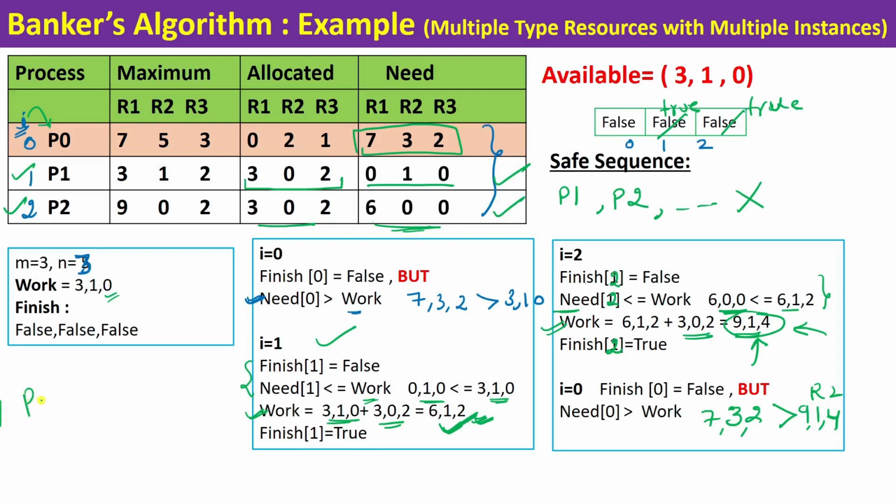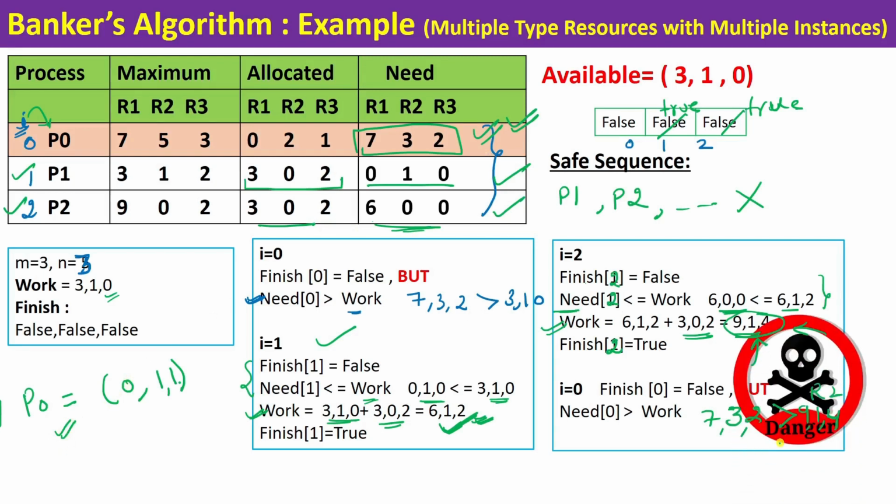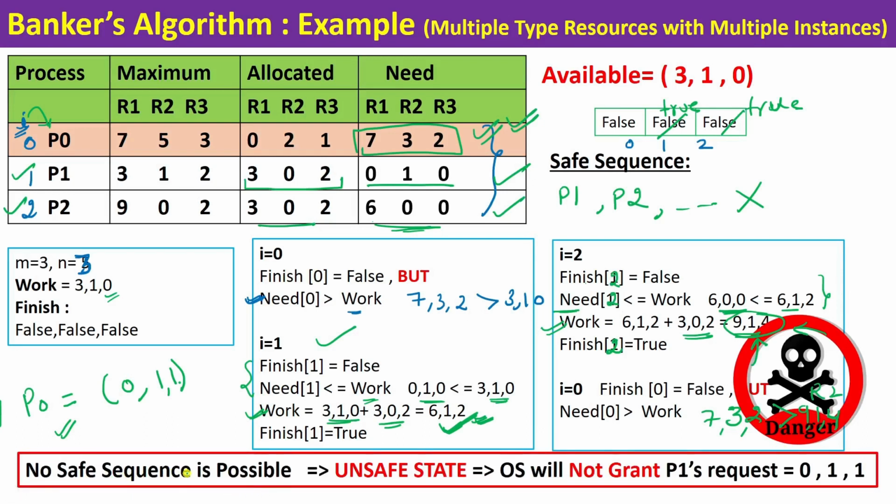That means if we grant the request of P0, which was 011, P0 asks for 011, then if we grant the request of 011, we will go to this state, and in this state we are not able to find a safe sequence. That means this is an unsafe state. So the OS will say I will not grant the request of P0 in actual. So we have got into a danger situation. There is no safe sequence possible. That means we have gone into the unsafe state. That means the OS will not grant the request of P0. That is, 011 will be denied.